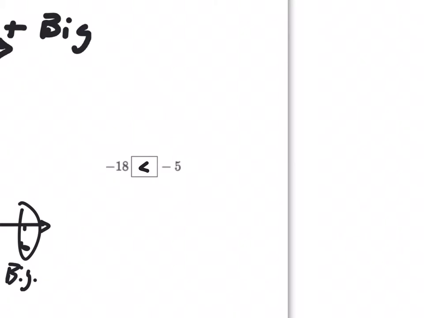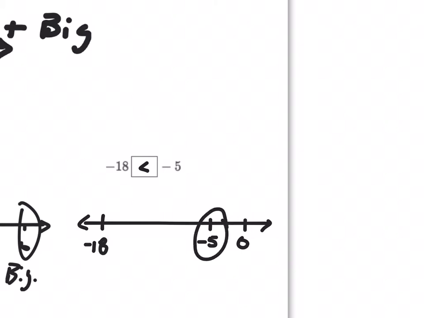This is where it gets kind of weird. All right, let's draw a number line, okay? Both of these numbers are negative, so they're going to be left of the 0. So here's 0. I'm going to put -5 here, and I'm going to put -18 over here. Okay, -5 is further to the right than -18. Okay, this number is bigger.